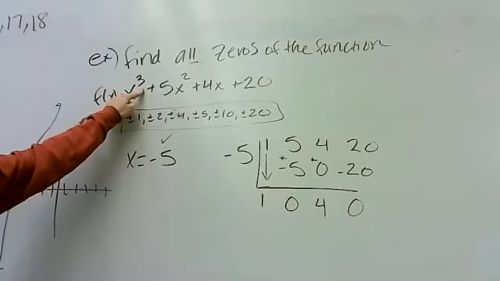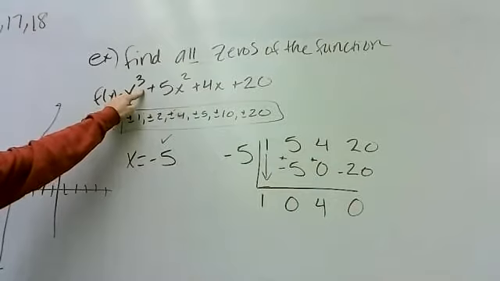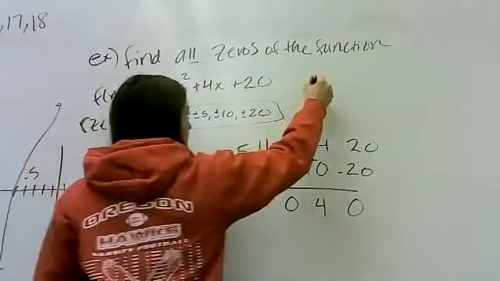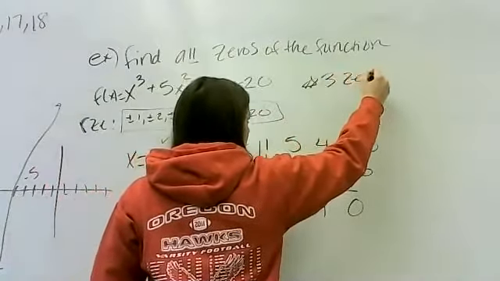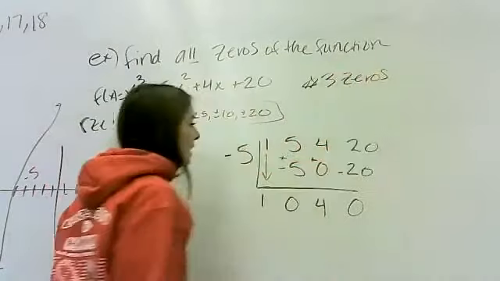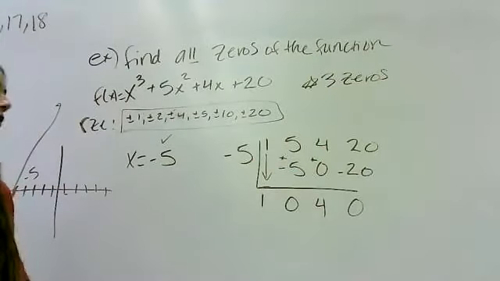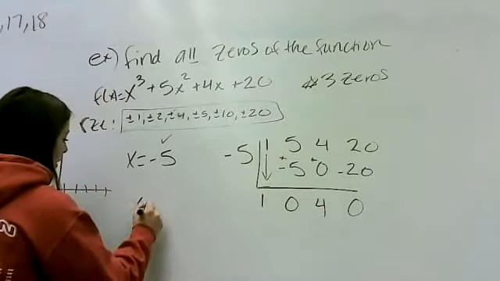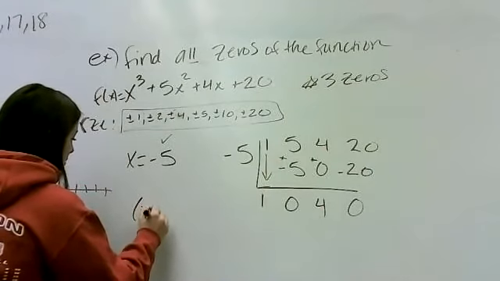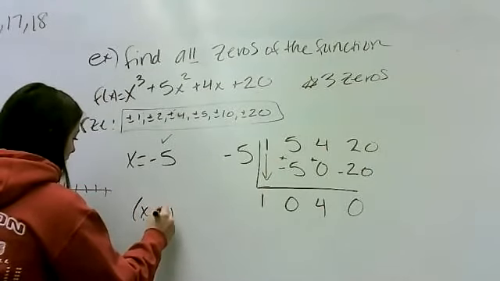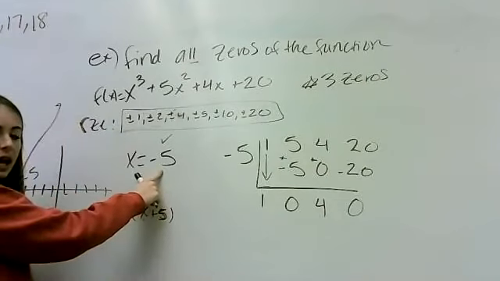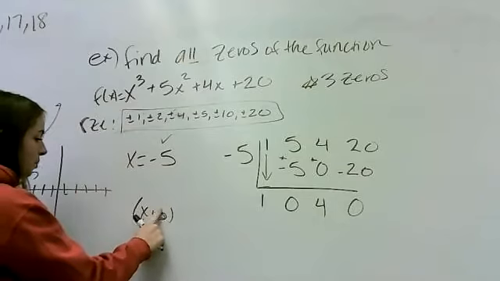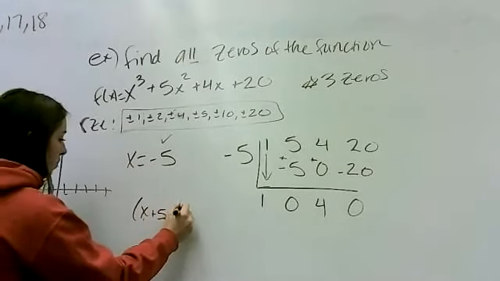My highest degree is a 3, so I need 3 zeros total. How am I going to find the rest of these? I found 1, I need 2 more. So we say, okay, I've factored out an x plus 5 so far. Why x plus 5? I have x equals -5. We take the opposite, x plus 5 is what we factored out.